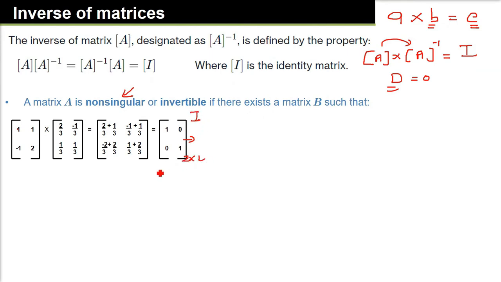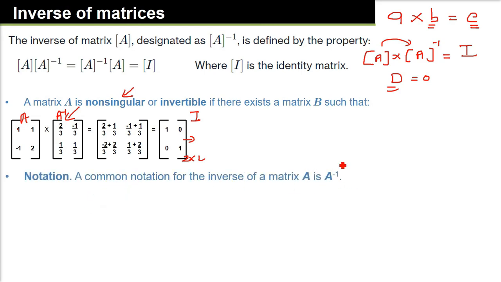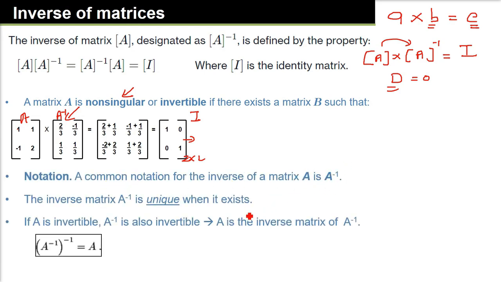So the inverse of 1, 1, negative 1, 2 is 2 by 3, negative 1 by 3, 1 by 3, 1 by 3. The common notation of inverse is A raised to the power minus 1. The inverse matrix A inverse is unique. That is, you will not have any other matrix that will be an inverse of a particular matrix. There will be only one inverse. So if you take the inverse of an inverse, you get the original matrix back.